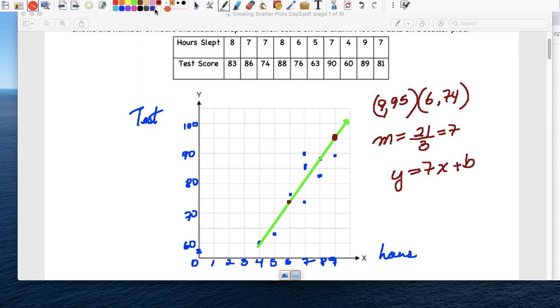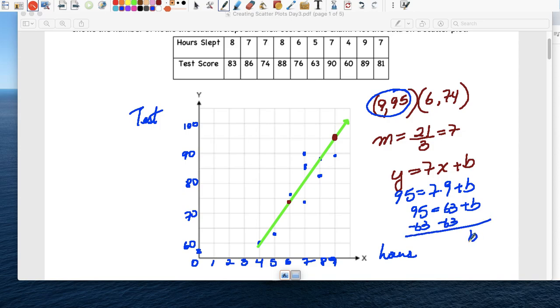In a second. And then I'm going to use this point right here. Replace the y with 95. 7 times 9 plus b. 95 equals 63 plus b. Minus 63 on both sides. And we get that b equals 32, sorry. So my full equation is y equals the slope 7x plus 32.